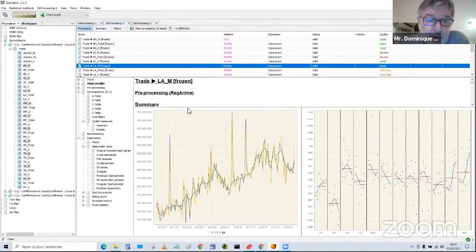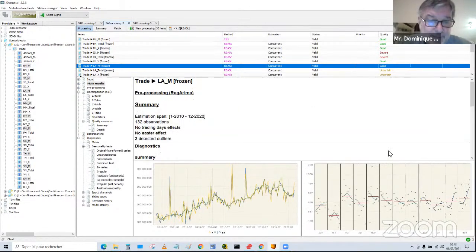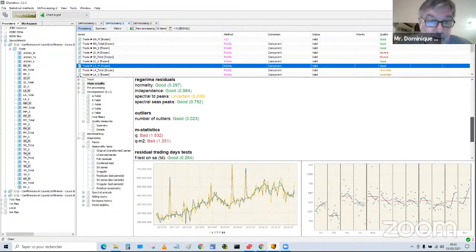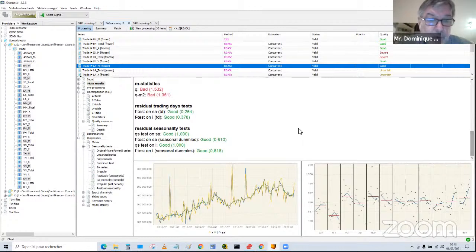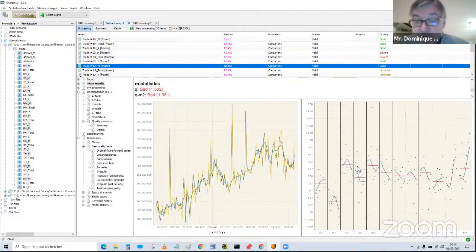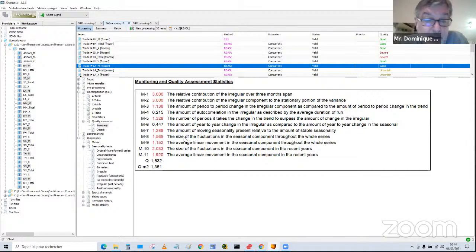It seems that I have no calendar effects, no Easter effect, 3 outliers. The Q statistics are bad, but all the other tests are okay. The Q statistics are bad, we know that, because of too many outliers and a moving seasonal coefficient. So let us have a look at the detail, the summary. Yeah, everything is wrong.